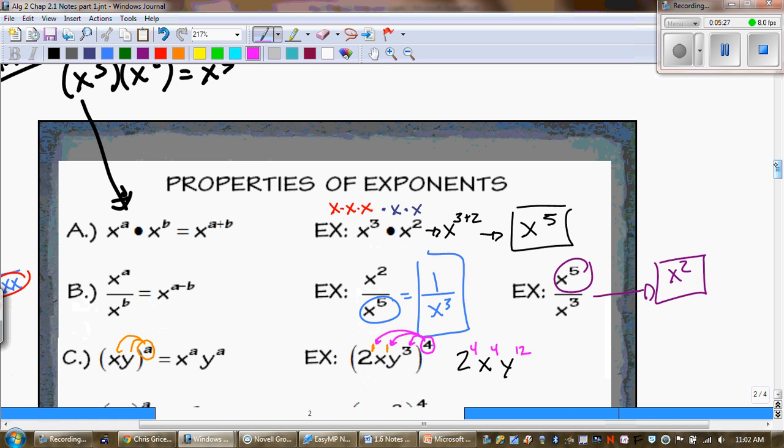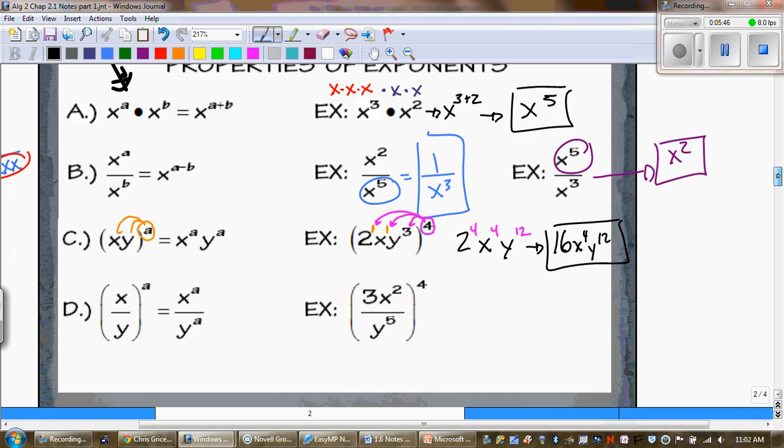Whoops. And I can't move on yet because we know what 2 to the 4th is. 2 to the 4th is 16, x to the 4th, y to the 12th. Always simplify your work, okay? All right, and then D.